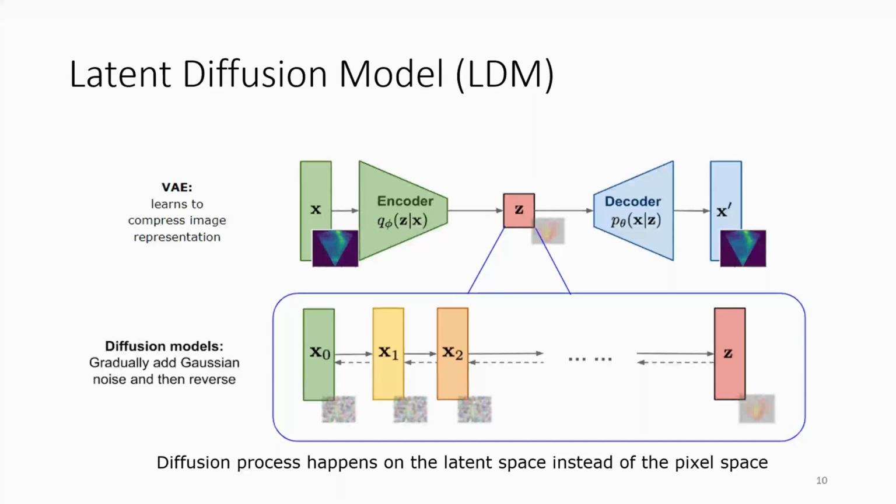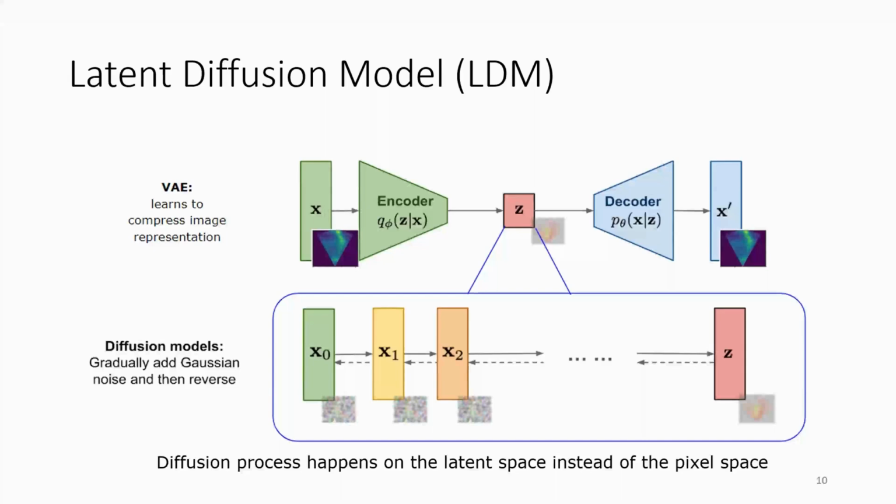Right. So in essence, this reduces the computation cost, and it is also much faster, because you have to run the inference of the diffusion model in several time steps.